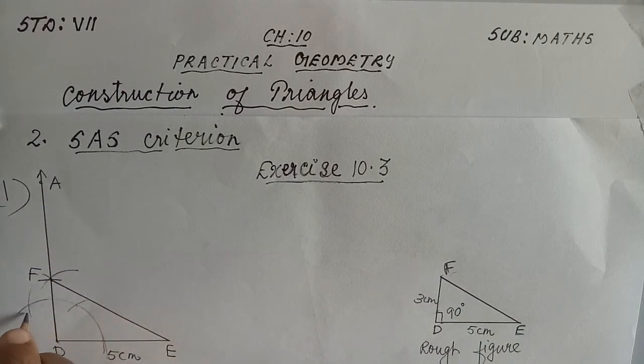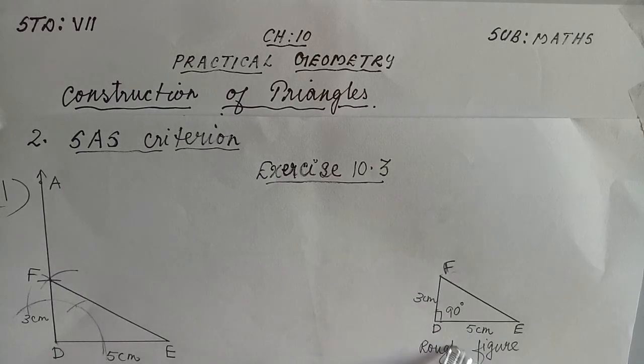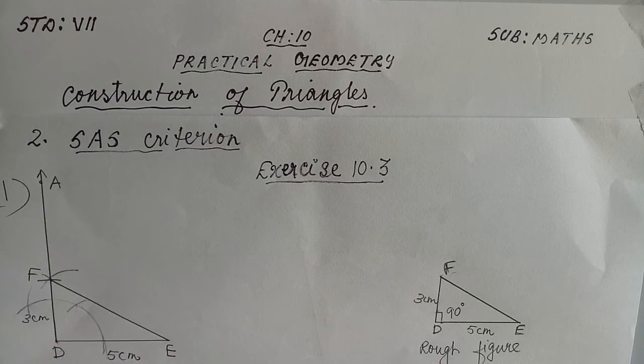So this is 3 centimeter. So triangle DEF is the required triangle. Once again, listen to the steps of construction. First of all, draw the rough figure and mark the measurements. Then draw a line segment DE of 5 centimeter.